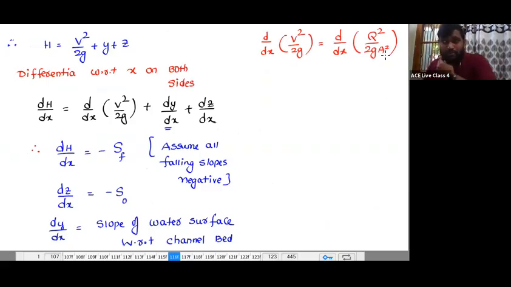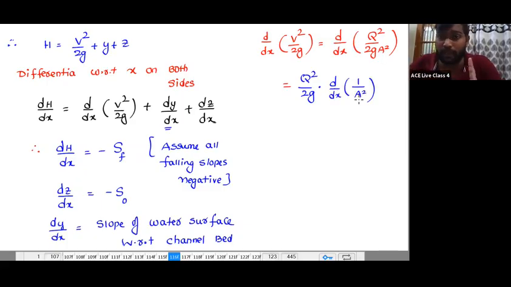Okay. Now Q is constant, right? Q is going to be constant. So for this next one, I can write Q square by 2g into d by dx of 1 by A square. Keep that in your mind. A is a function of length or depth? A is a function of depth.